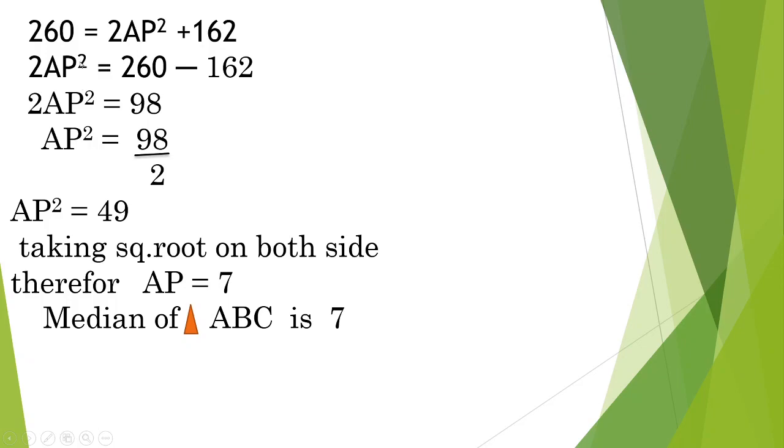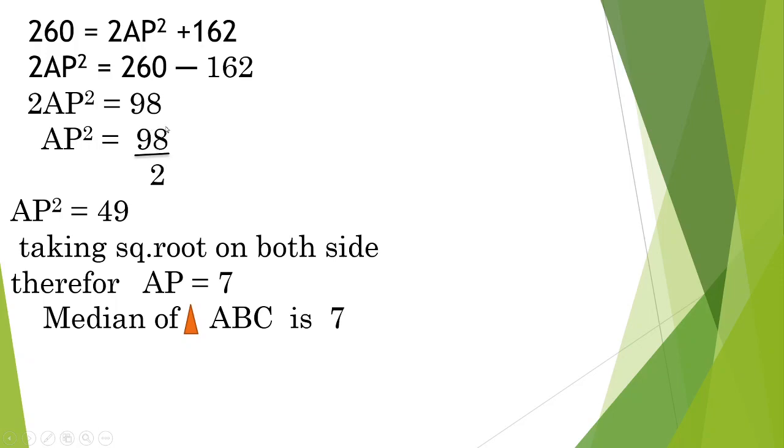Therefore, transfer 162 to the LHS. Therefore, 2AP square is equal to 260 minus 162. Subtracting 162 from 260, you get 2AP square is equal to 98. Therefore, AP square is equal to 98 upon 2. Then you can divide 98 by 2.